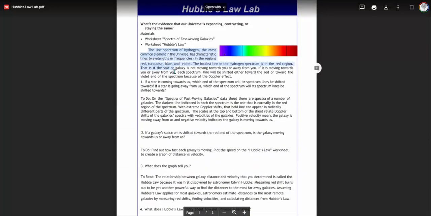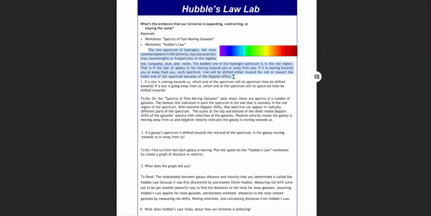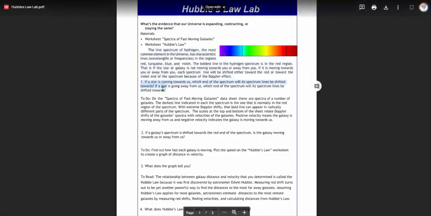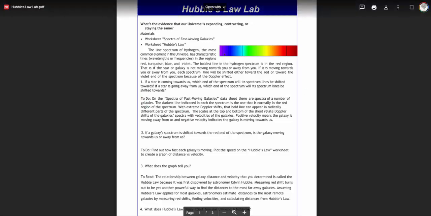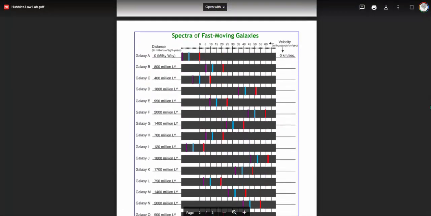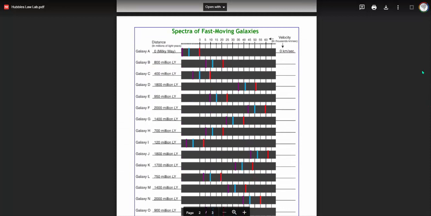You'll need to read this introduction information to be sure that you have the background information about what a spectra is, what a spectrum is, and you should be able to answer question number 1 just from that reading. Number 2 is where I want to focus most of our time on today, because that is where it's a little bit harder. So for this part, you're going to be down here at the spectra of fast-moving galaxies, and you're going to look at the spectra and read the red line.